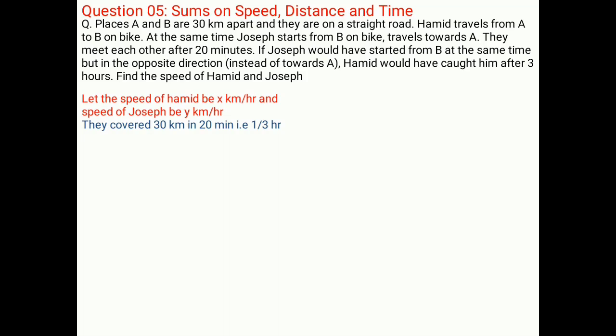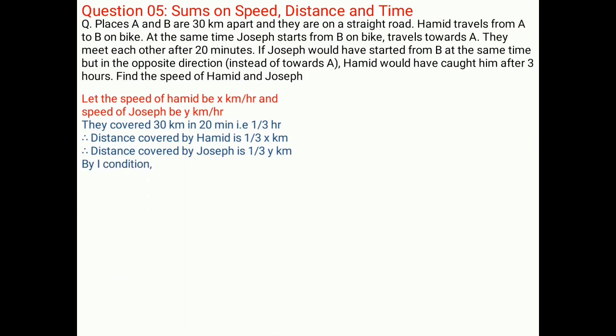Therefore, the distance covered by Hamid is 1/3 x kilometers. Since in an hour he can cover x kilometers, in 1/3 of an hour he will cover 1/3 of x. At the same time, the distance covered by Joseph is 1/3 the distance he can cover in 1 hour. Therefore, the distance covered by Joseph is 1/3 of y kilometers. By the first condition, I get 1/3 x plus 1/3 y is equal to 30.